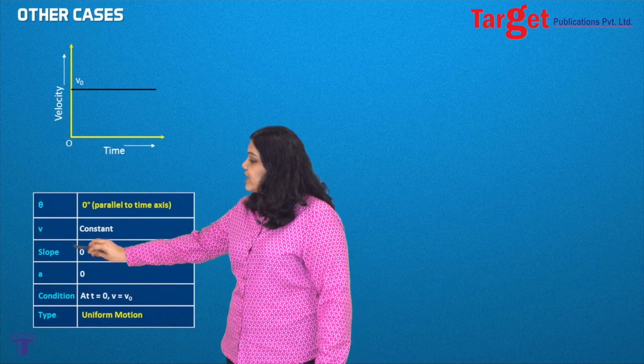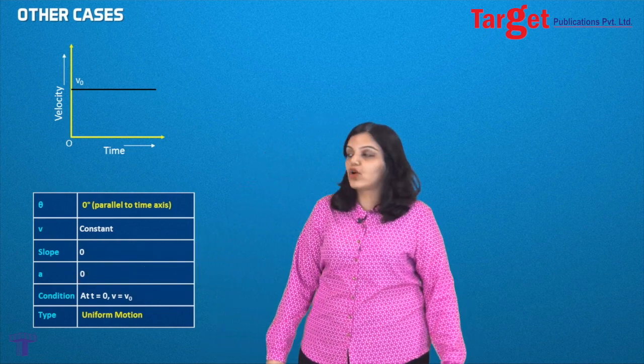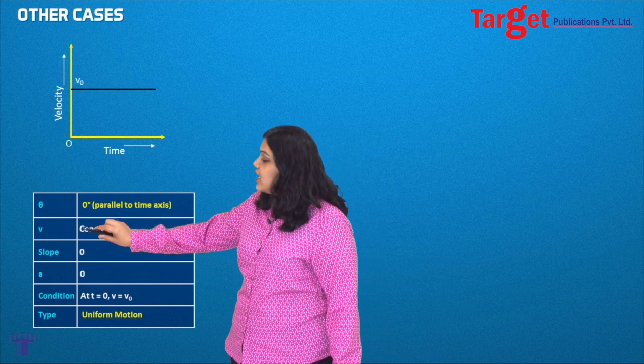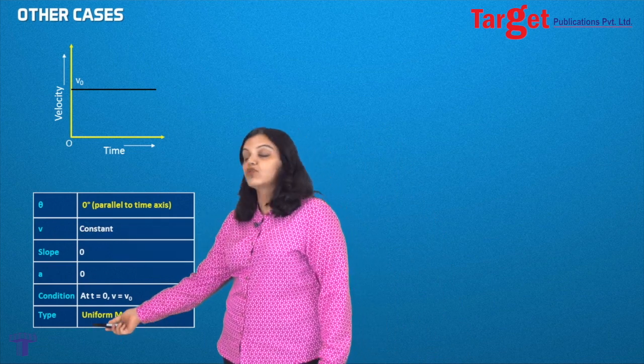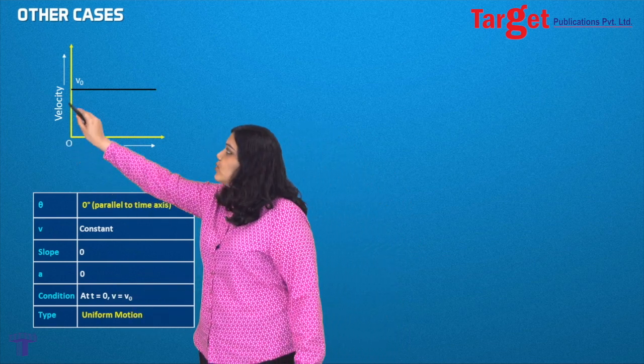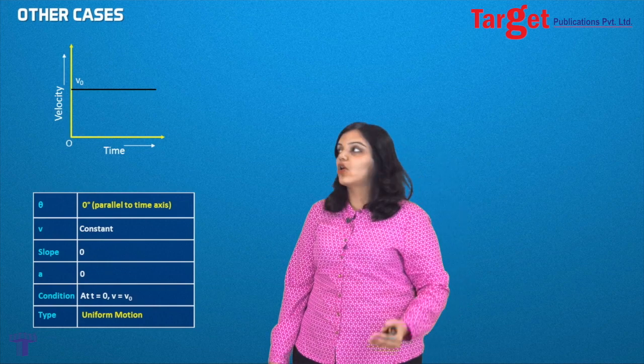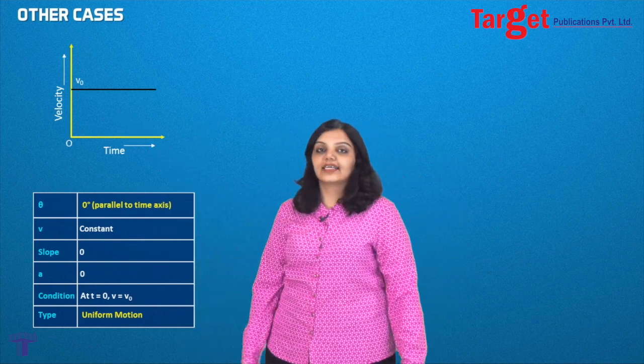The slope is 0, that means acceleration is 0. Acceleration is 0 means there's no change in velocity, which means velocity is constant. If velocity is constant, it means motion is uniform. Also take a look at the condition. At t is equal to 0, you have v is equal to v naught. In fact, at any t, you will have the same v naught because the line is parallel to the x-axis.